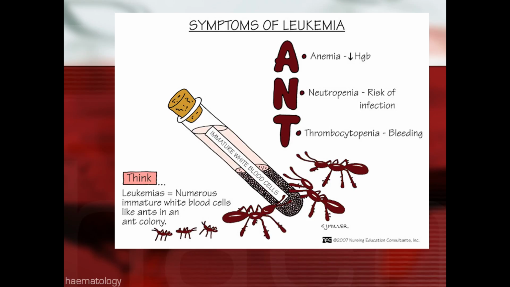So leukemias, I want you to think immature, or acute leukemia, I should say that. Numerous immature white blood cells like ants in an ant colony. Chronic, they're more differentiated, they're older. Okay, acute, younger, less differentiated cells.